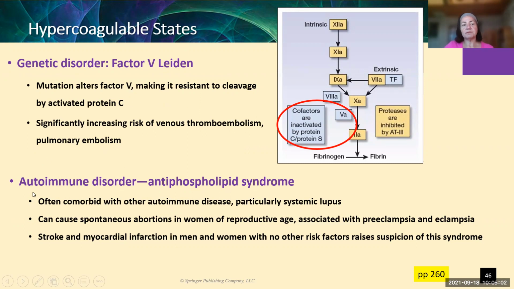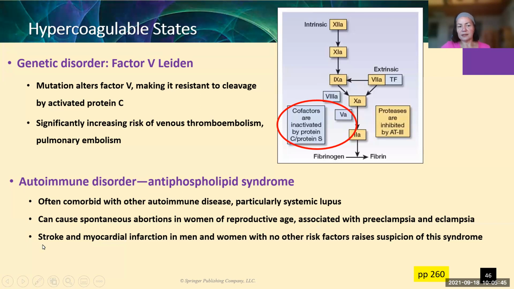There's another hypercoagulable state, an autoimmune disorder, antiphospholipid syndrome. We'll often see it along with other autoimmune diseases, particularly with systemic lupus. It can cause spontaneous abortions in women of reproductive age. There are some people who miscarry repeatedly and there's no apparent explanation for it. It may be this, the immune system is kicking on in such a way that it's actually causing clotting. It seems to be associated with the development of preeclampsia and eclampsia.